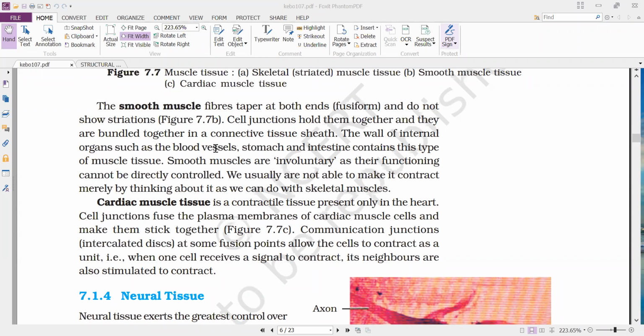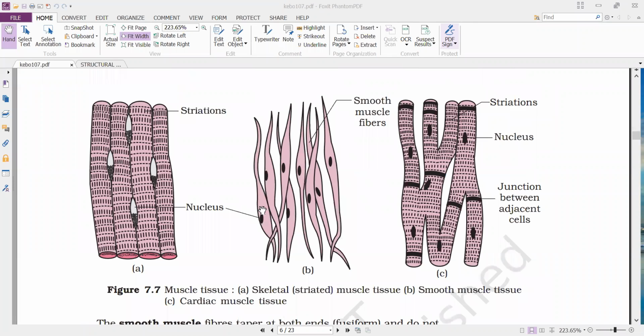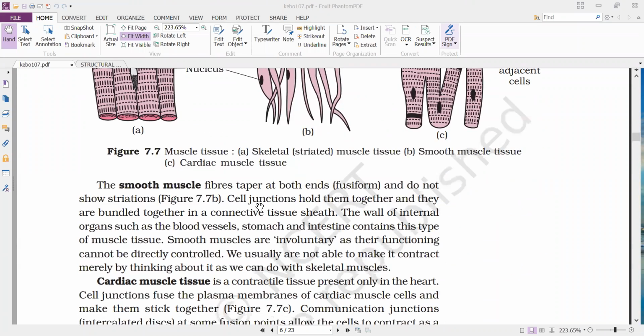When you observe the structure of the smooth muscle, the smooth muscle fibers taper at both ends. We can observe here that on both ends it is pointed, and in the middle it is swollen. Such a form we call tapering ends, like fusiform, in the form of a beetroot, and they do not show striations. Radish, sir? Not beetroot, not radish. Both the ends should be tapering.